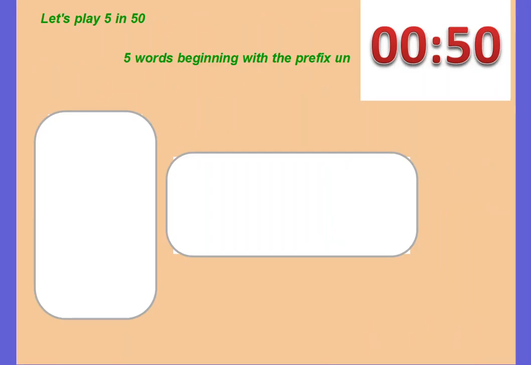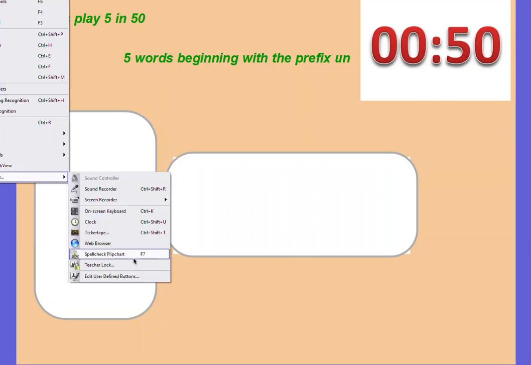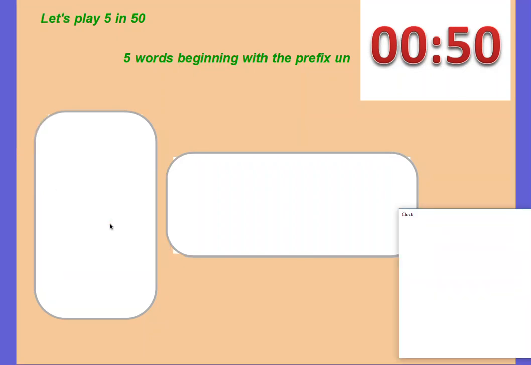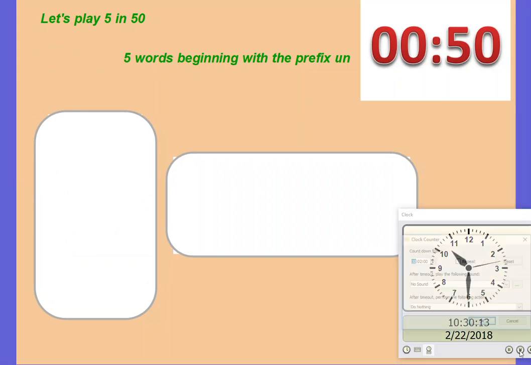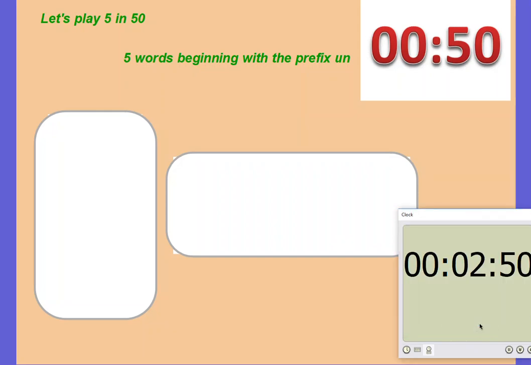Okay, let's do another quick warm up to make sure we definitely got our brains working. I'm going to give you 50 seconds on the clock. Let's get our clock ready. And you are going to give me in 50 seconds 5 words with the prefix un. Okay, 5 words with the prefix un. 50 seconds starting now. 2 minutes 50 seconds on the clock, but we're still going to do 50 seconds.